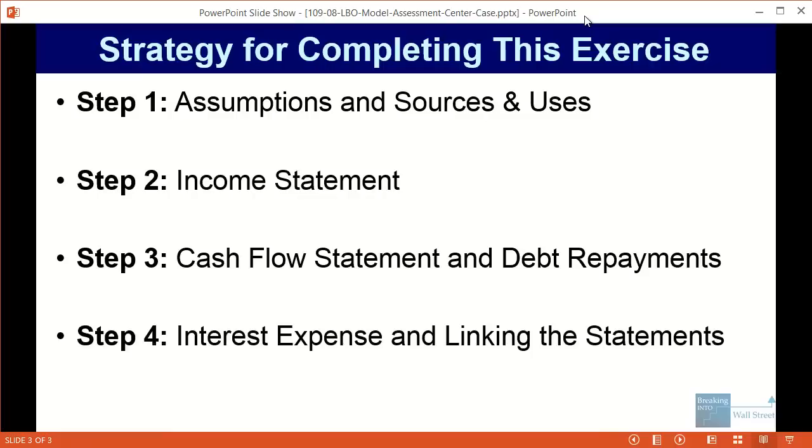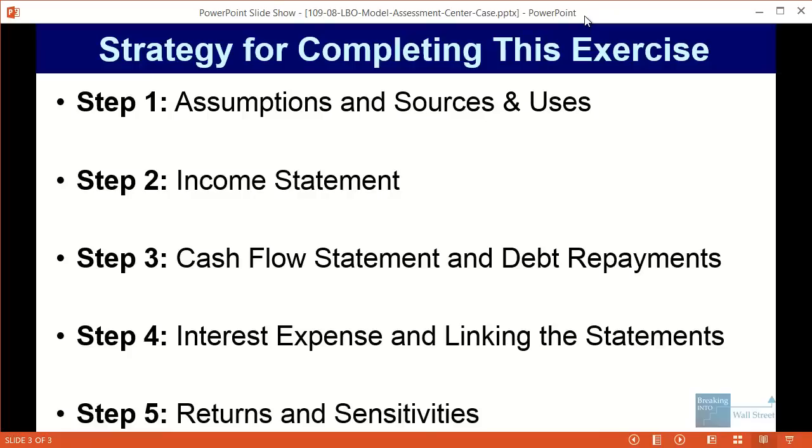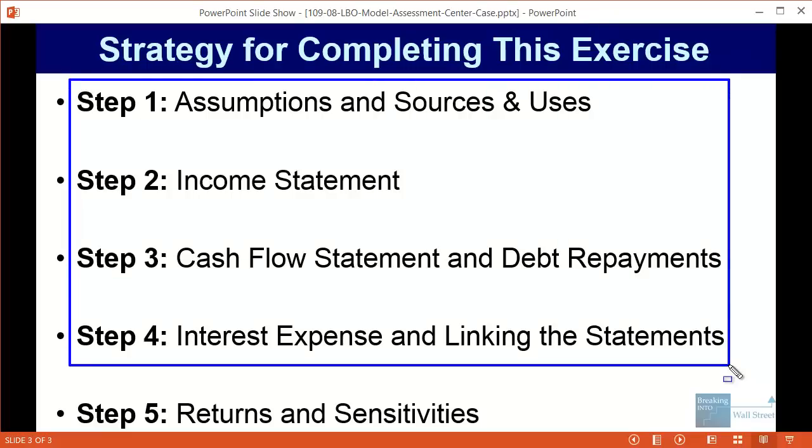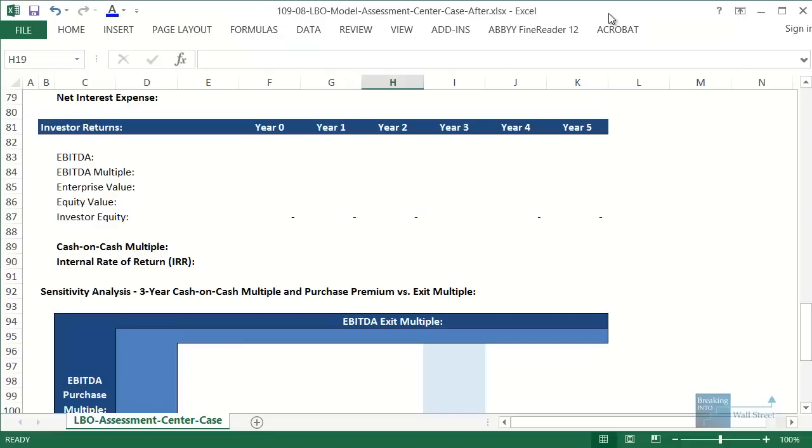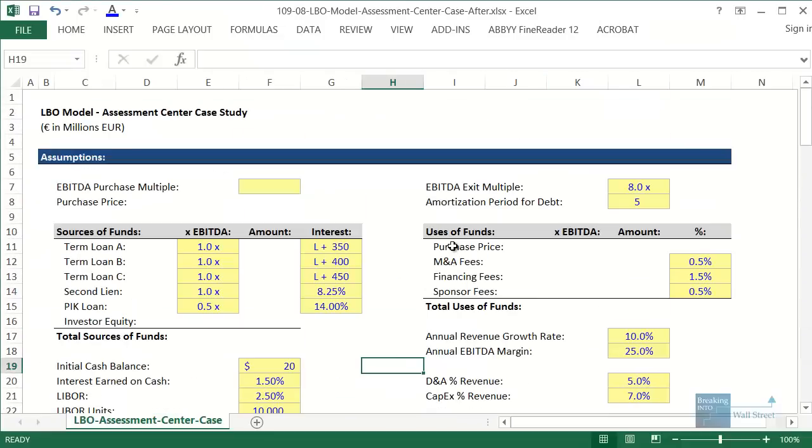Number 4, calculate the interest expense and then link the statements as much as you can. And then number 5, set up the returns calculations and the sensitivities. We're going to stay focused mostly on the first 4 steps here, although we will calculate the returns in the end. We're going to focus more on step 5 in the next tutorial after this for part 2 of this case study. So let's go in and actually start filling this out.